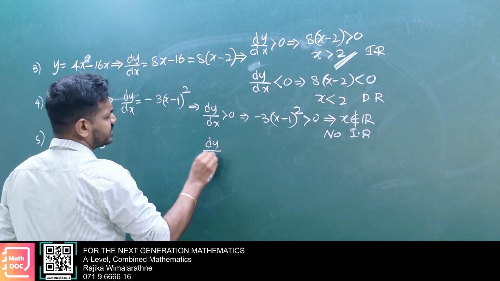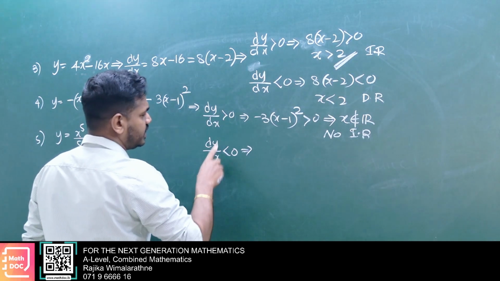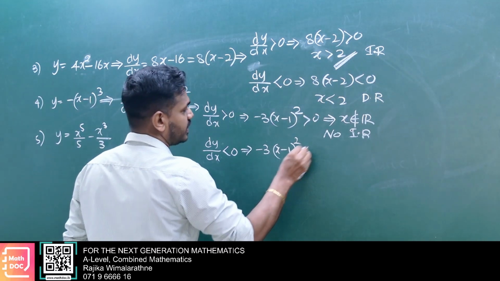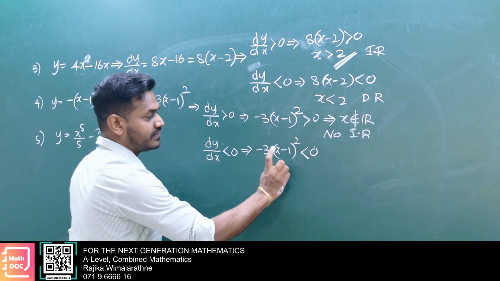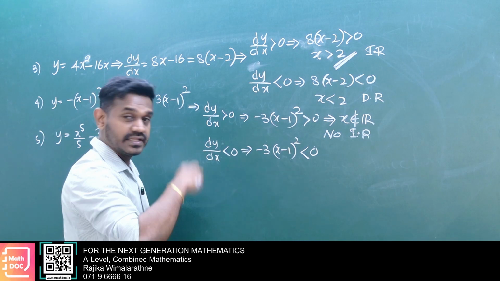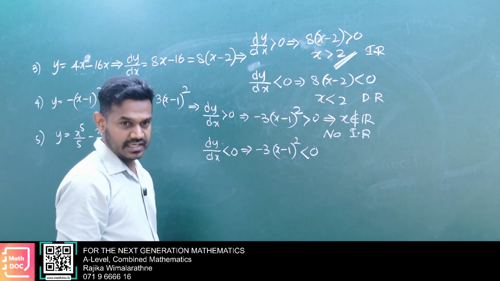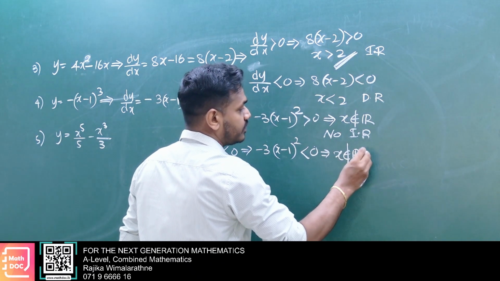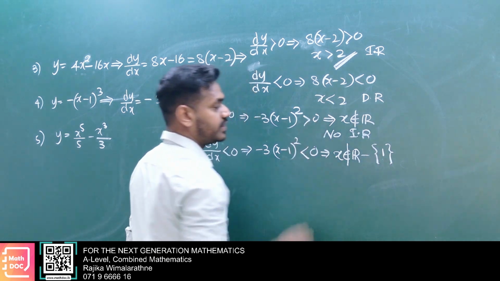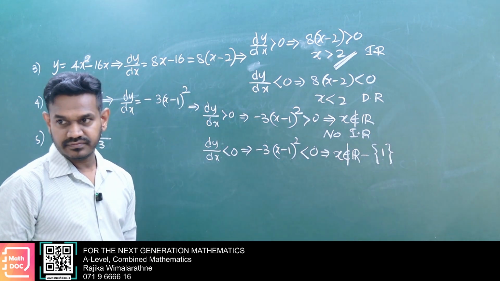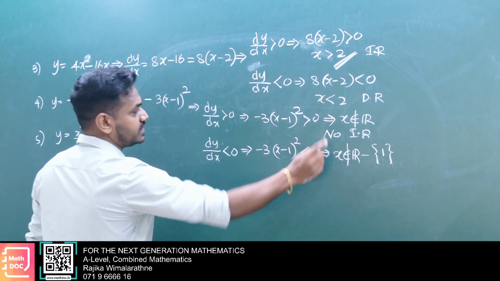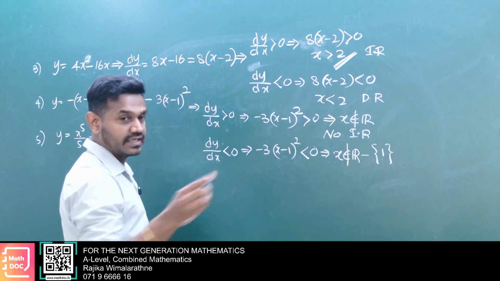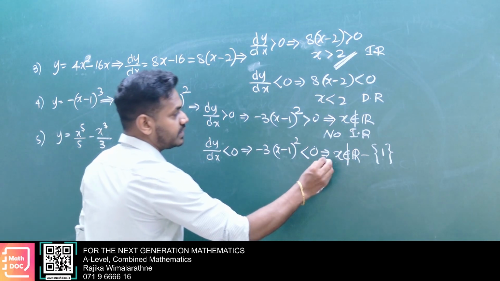Then dy by dx less than 0: minus 3 times (x minus 1) squared less than 0. Here when x equals 1 it is 0. Then in all the other cases dy by dx is negative, no? Then here any real value without 1. Here no increasing region, here decreasing region. Without 1 all are decreasing. Okay. Then here decreasing region.